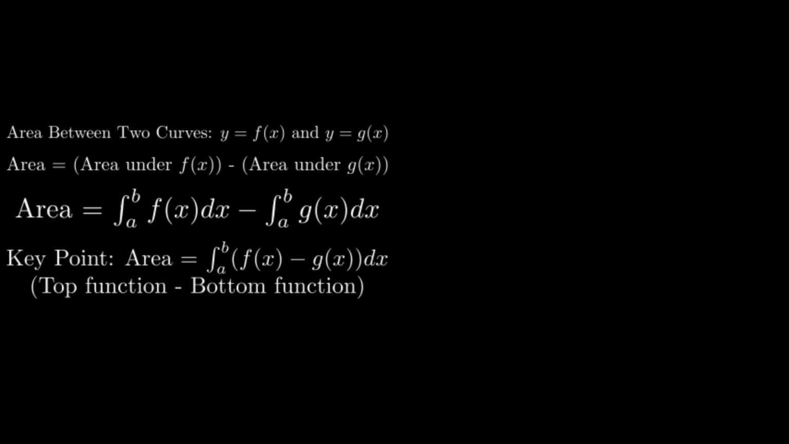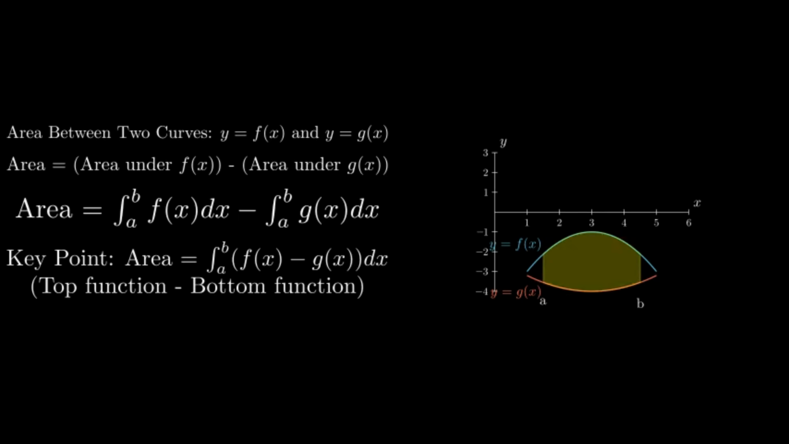A common question is, what if one or both of the curves dip below the x-axis? Does the formula still work? The answer is yes, it works perfectly. This subtraction, f of x minus g of x, always gives the positive vertical distance between the curves, as long as f of x is above g of x. The formula is independent of the x-axis.